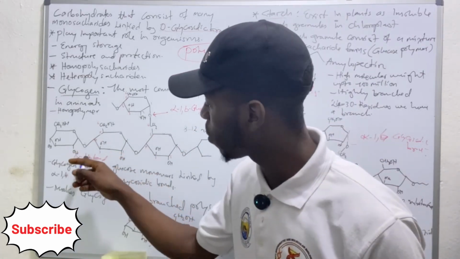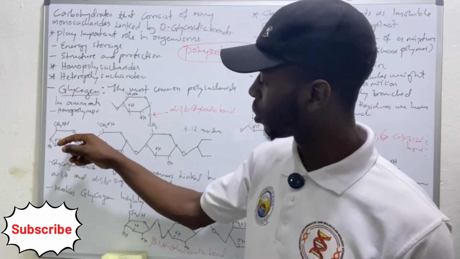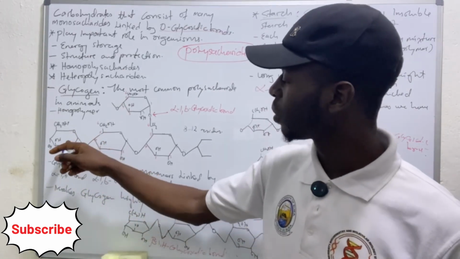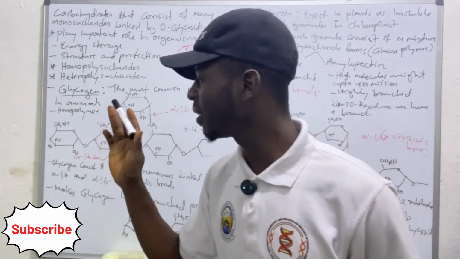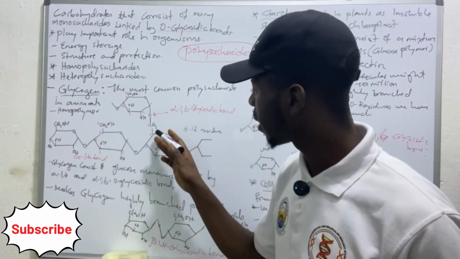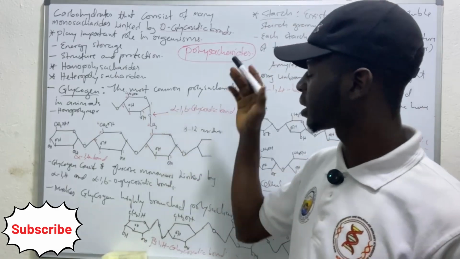So we have the alpha-1,4 glycosidic bond, alpha because the bond is pointing down, which is connecting the glucose residues together. And then after every 8 to 12 glucose residues, we have a branch point, which is the alpha-1,6 glycosidic bond.